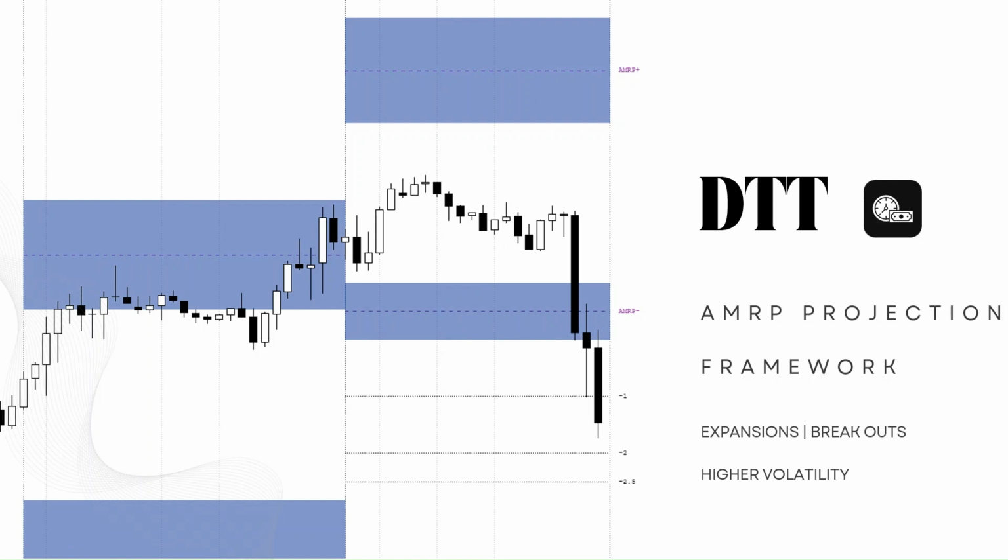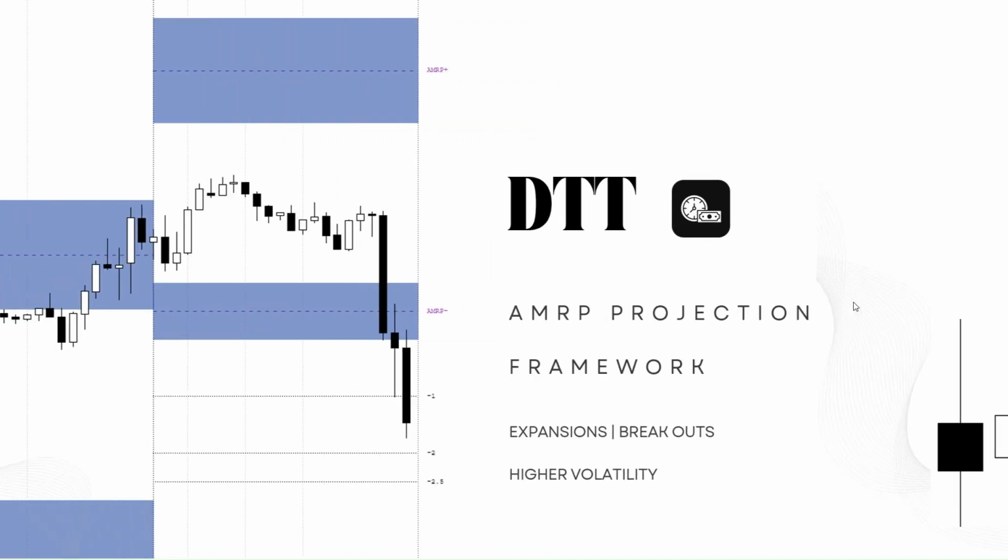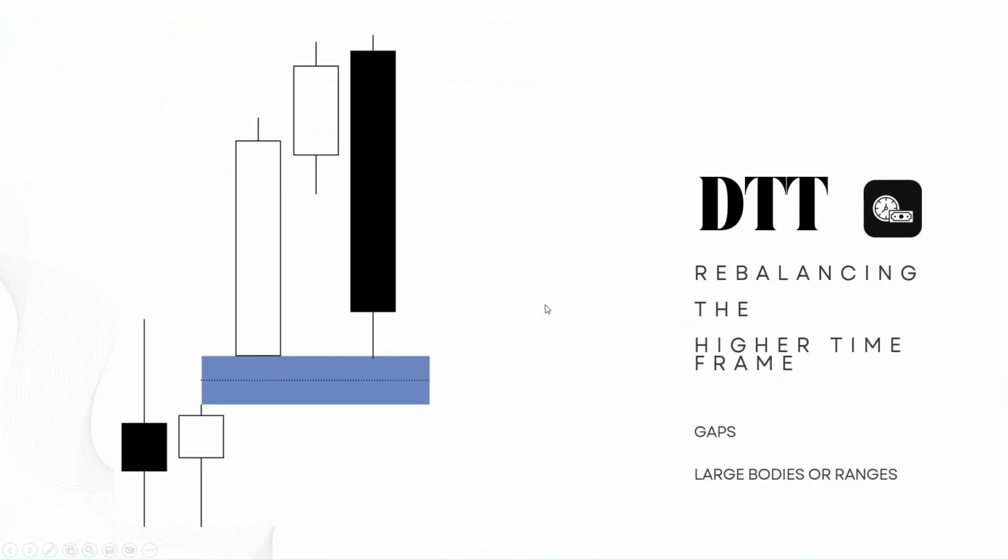Too often, we quickly assume that because it's running past AMRP, it means the model is invalid, but that's the wrong interpretation. Sometimes there's breakouts, and breakouts from AMRP zones are opportunities to project, not just fade. And if you can understand where price is rebalancing to, you can actually use the AMRP zone projection as your draw liquidity, and then look for a trade outside of the zone. Oftentimes you'll see this because it's rebalancing the higher time frame.